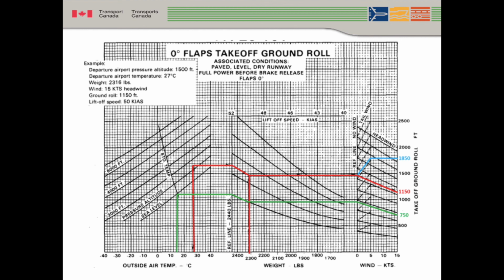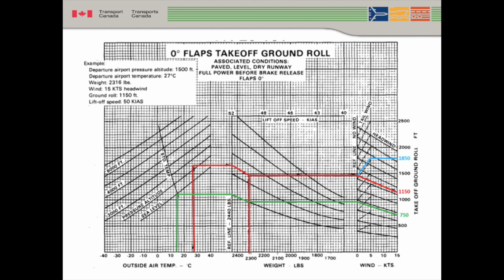Those 45-degree curves are pressure altitude lines. So we're at 15 degrees at sea level. The green line moves horizontally across to the reference line for the weight of the airplane. This airplane has a maximum weight of 2440 pounds. Then we follow down the more or less 45-degree curves that slant to the right.